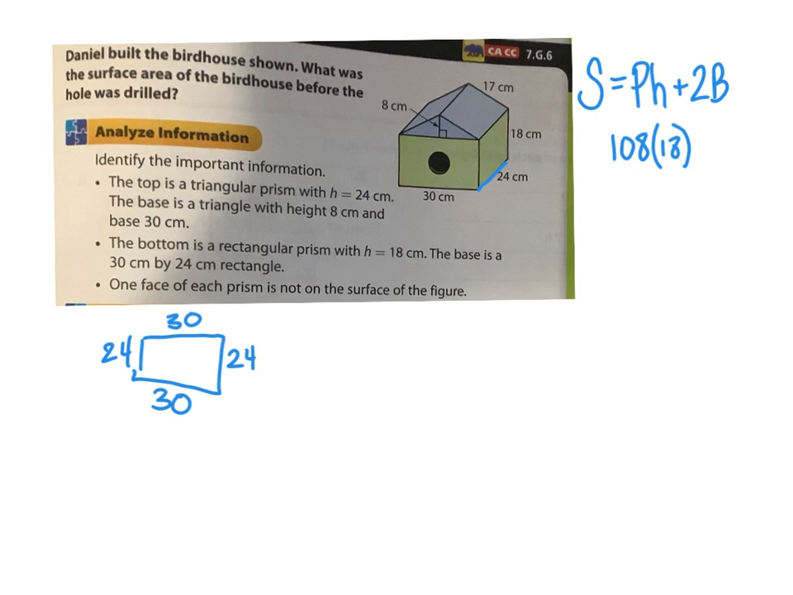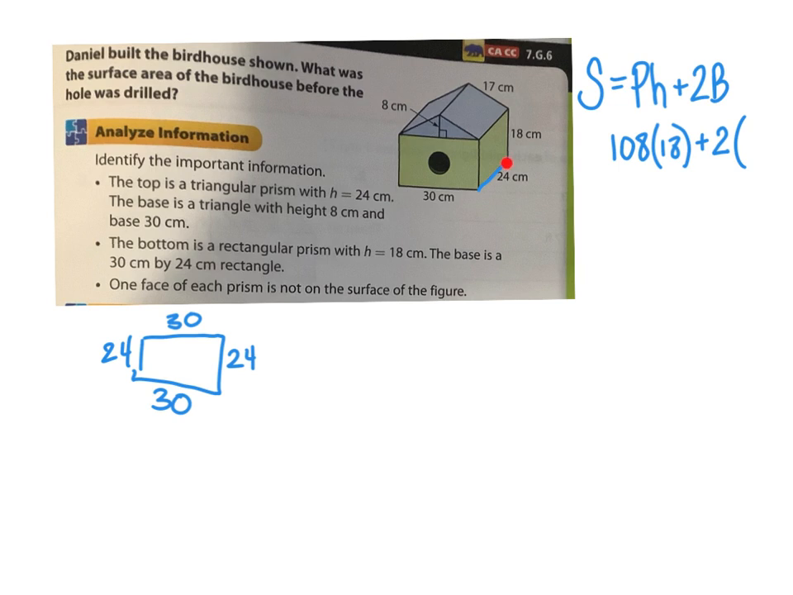So I will do 108 times 18 to find out the area for that whole big rectangle that this whole part all the way around makes. Then I will add to that the base. And actually, I'm going to talk to you about this base real quick too.